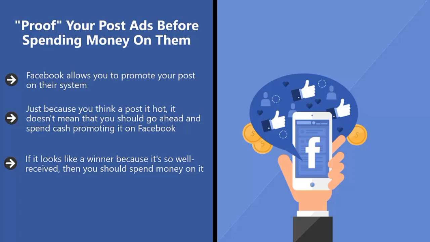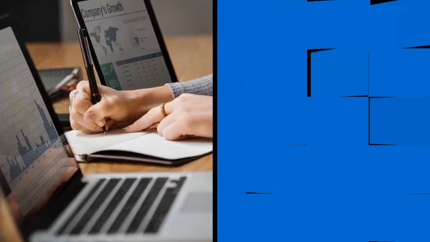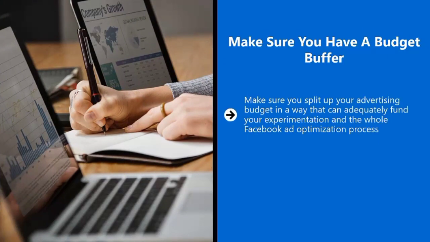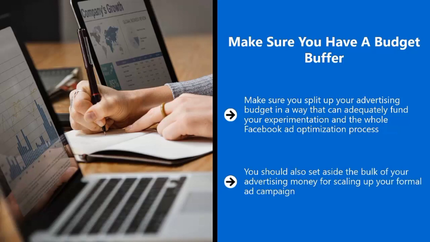This way you proof your ad post ahead of time. You're not coming out of right field. You're not conducting some sort of wild experiment. You may need to build up your page first to pull this off successfully. Make sure you have a budget buffer. Make sure you split up your advertising budget in a way that can adequately fund your experimentation and the whole Facebook ad optimization process. You should also set aside the bulk of your advertising money for scaling up your formal ad campaign. This is how you maximize your ad budget dollars.